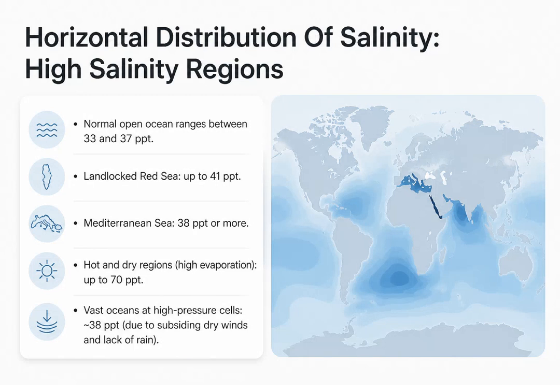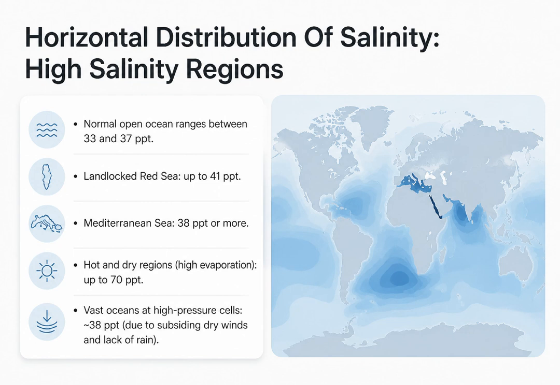Let's look at the horizontal distribution of salinity across the globe, starting with high salinity regions. In a normal open ocean, salinity typically ranges between 33 and 37 parts per thousand. However, geography and climate create significant extremes. For instance, in the landlocked Red Sea, salinity reaches as high as 41. The Mediterranean Sea also sees very high levels of 38 or more. In exceptionally hot and dry regions where evaporation is intense, salinity can sometimes spike to 70.